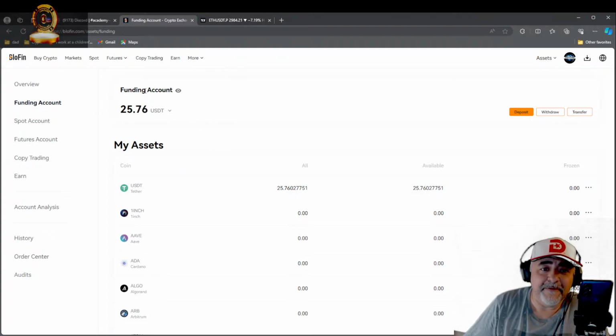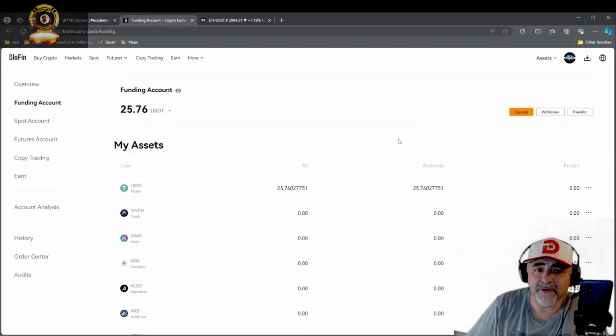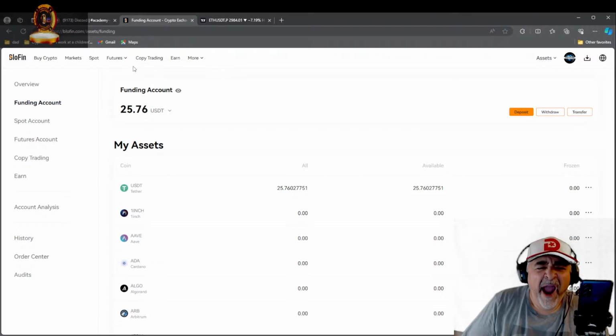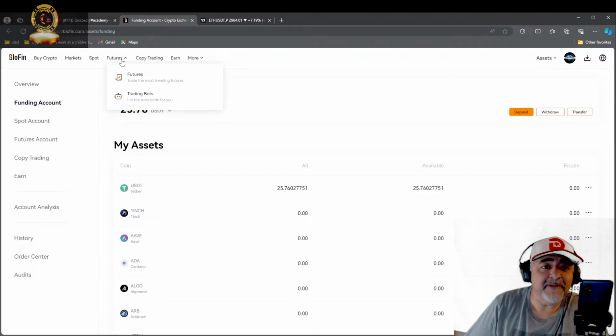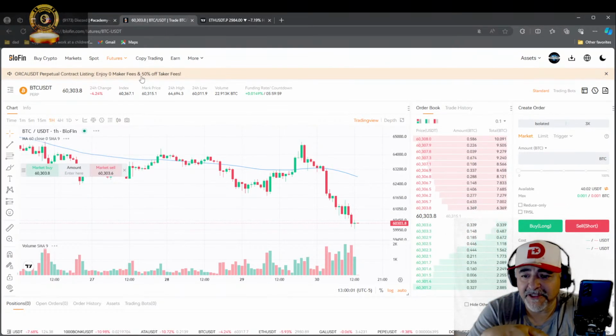From your funding account, you want to transfer your funds over to your futures account, and that's pretty much it. Once you do that, top left, you look for futures. Now you can see right here, Jim, you see the futures up there? We're going to trade futures, right? That takes us to our futures trading page.